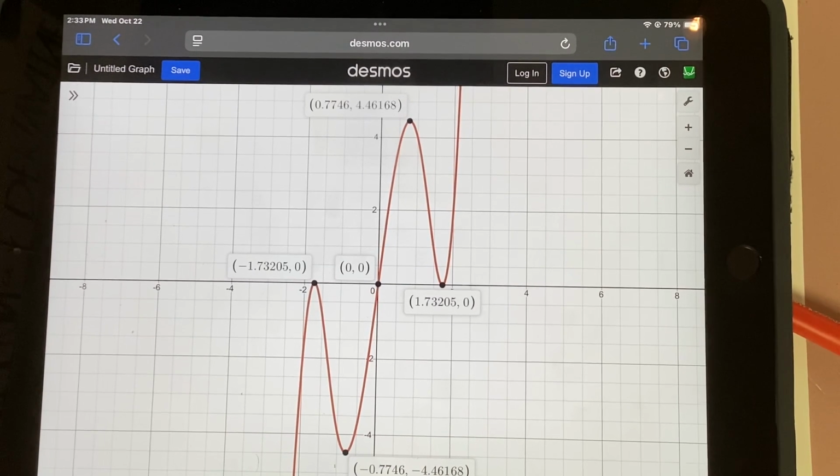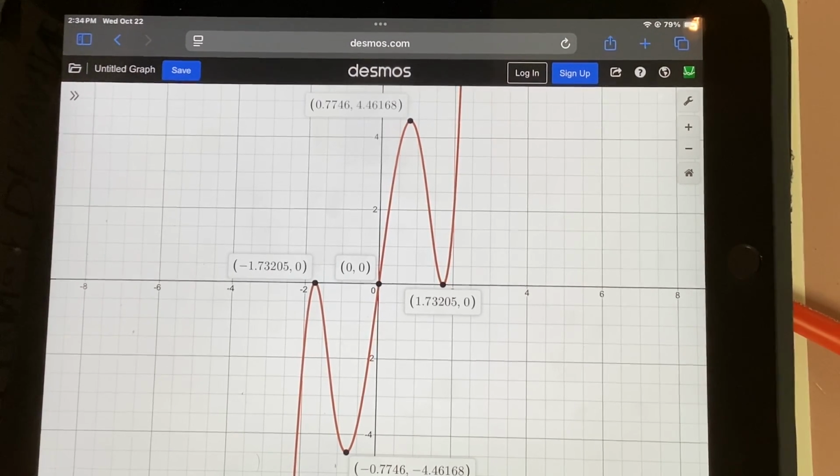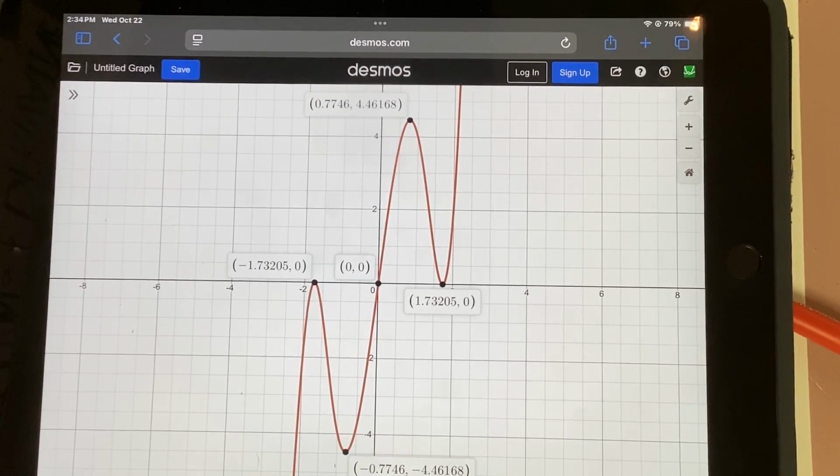But you can kind of see, if I'm trying to figure out what the max and the mins are, what's one of my maximums at? This one, negative 1.732. Right, where's the other one? 0.7746. Yeah, 0.7746. Where's the minimums at? Yes, negative 0.774 and then 1.732. So those are your maximums, those are your minimums. Where would my zeros all be at? Negative 1.732, 0, and 1.732.